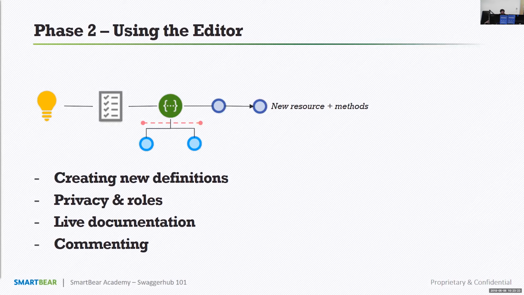As we start writing this API, we're going to take a look at how the documentation gets created alongside of it and gets updated in real time. And we're going to talk about one of our collaboration features, commenting. So we're able to comment inline, and we'll be able to see how that works out.